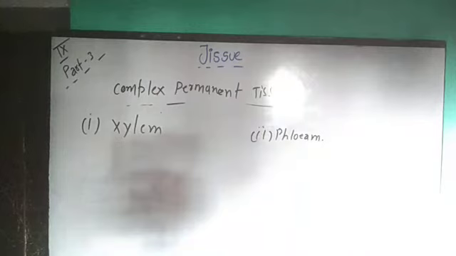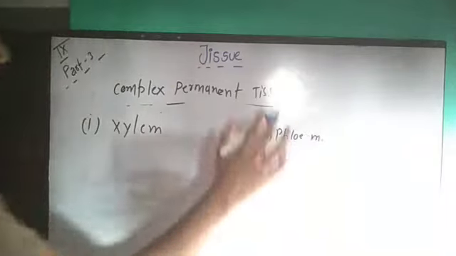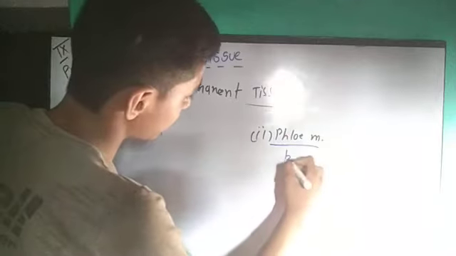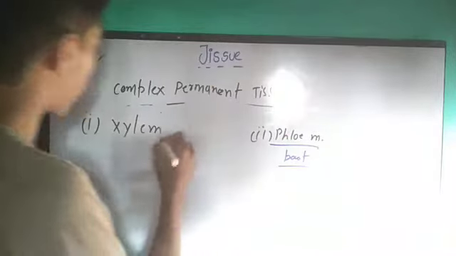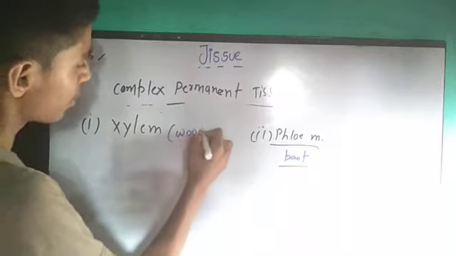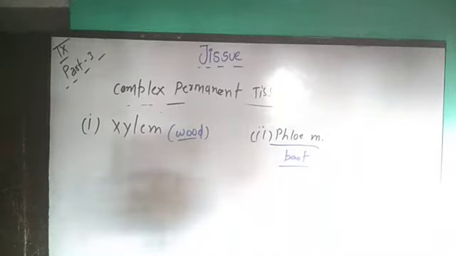Now we are going to see about xylem and phloem. Actually, xylem is known by another name, which is wood, whereas phloem is known by another name, which is bast. Now we are going to see about the names only, why they are termed by another name. Actually, xylem has a structure similar to that of wood.